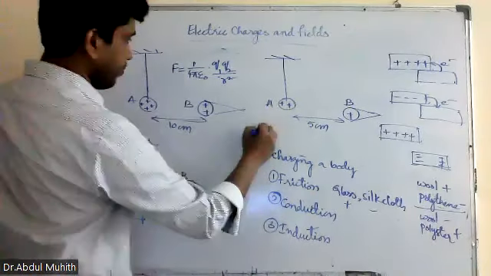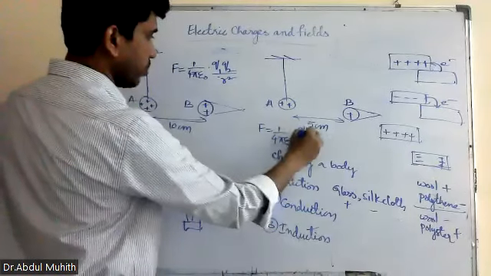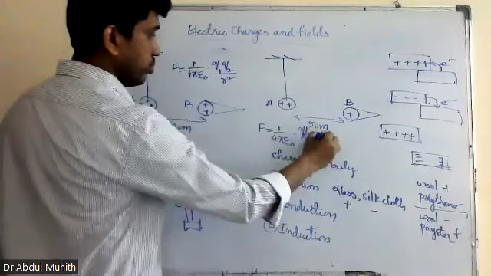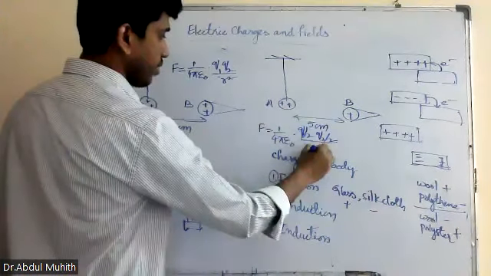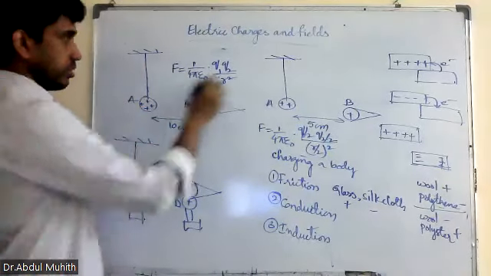For this body, F is equal to what? 1 by 4 pi epsilon 0. The charge has reduced, right? It's Q by 2 now. Q1 is Q by 2, Q2 is also Q by 2. R is what? R by 2 whole square. The distance is reduced from 10 to 5, right?